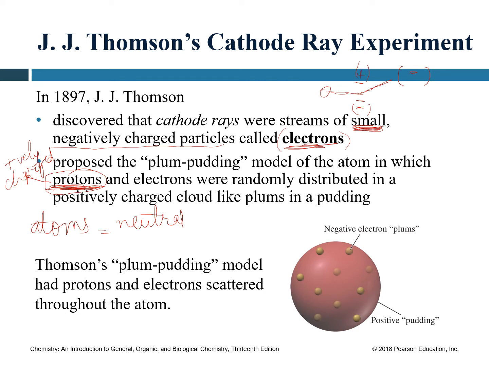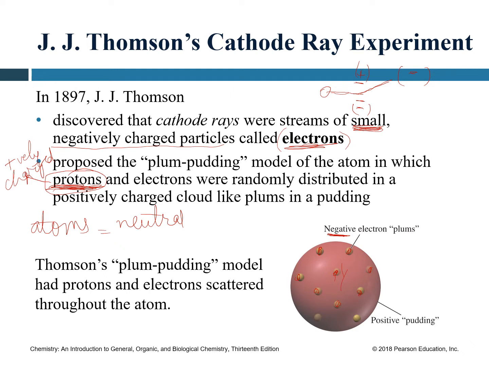Based on these experiments, Thomson came up with a model for the structure of an atom. He said that an atom is basically like a plum pudding, where the protons are more like a cloud. They are a positively charged cloud distributed throughout the space of an atom, and the electrons are like plums. These are the negatively charged particles that are randomly distributed inside this positively charged cloud. So basically, an atom is mostly hollow, and at some points, it consists of electrons, right?